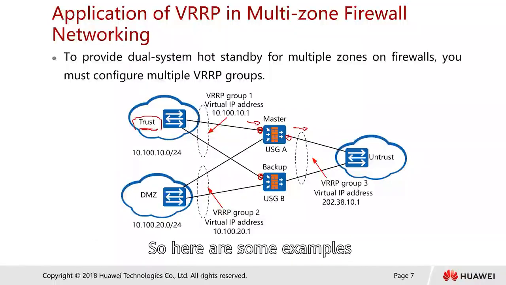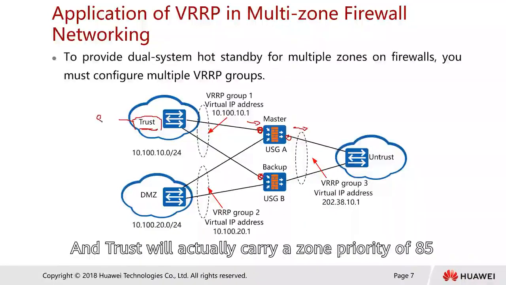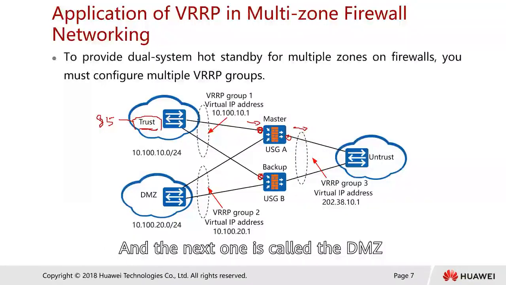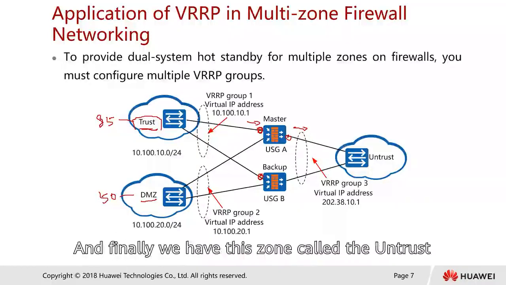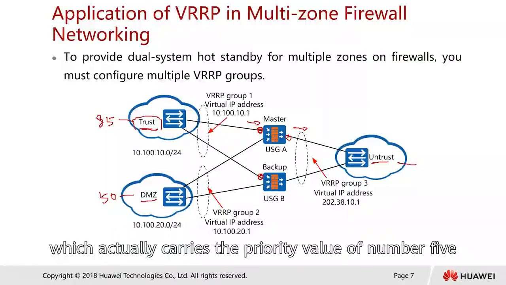So here are some examples. We call them the default zones. Trust is one of the default zones, which is already pre-configured on any Huawei firewall machine, and trust carries what we call a zone priority of 85. The next one is called the DMZ zone, which carries a priority value of 50. And finally, we have the zone called untrust, which carries the priority value of 5.